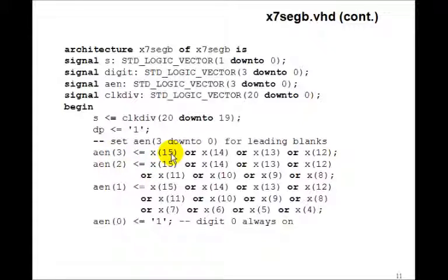Similarly, if the first two digits are 0, leading zeros, that is, if X15 or 14 or 13 or 12 or 11 or 10 or 9 or 8, if any of these are 1, then we display it. If they're all 0, then we display a leading blank. And similarly, for A enable 1, we have to check all the first 12 bits, and if any of those are 1, we display it, otherwise we display 0. AN enable 0 is set to 1, so digit 0 always gets displayed.